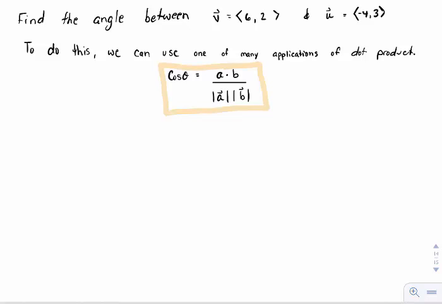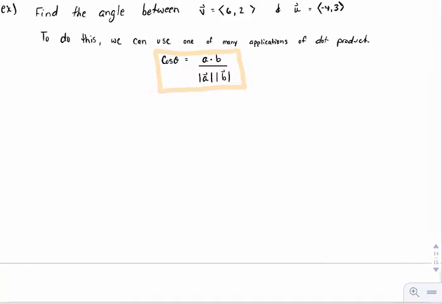So I have two vectors here for you, 6, 2, and negative 4, 3. We're going to find the angle between those vectors using dot product. So a formula, again, that comes off of the dot product is this one right here. And all we have to do is plug in, and we can find the angle between our vectors. Now in order to do that, we have to find the dot product, so A dot B.